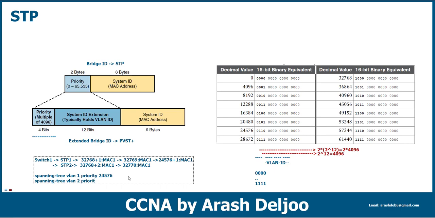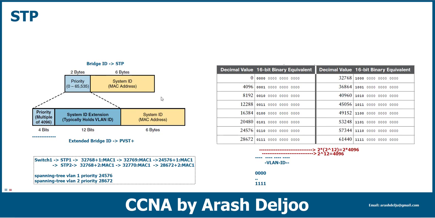Or if you are configuring spanning-tree vlan 2, for example with priority 28,672, actually now the BID equals 28,672 plus 2, then MAC, for example 1, and this means the result is 28,674.